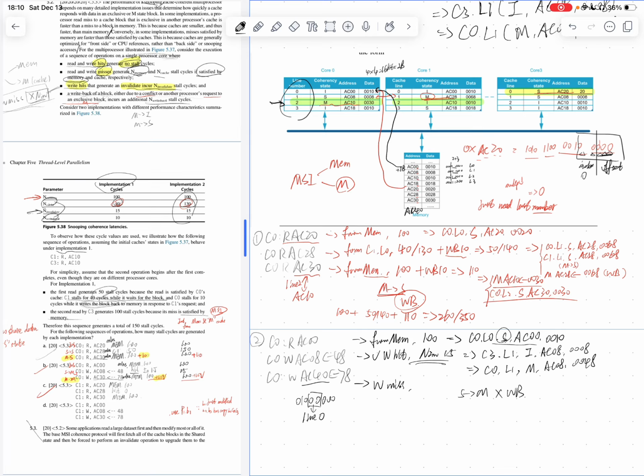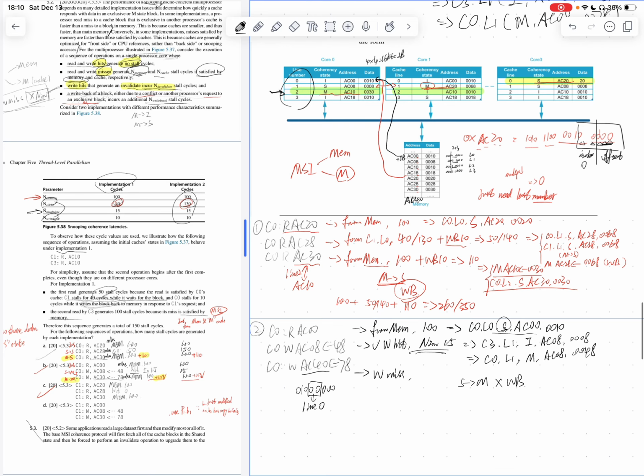And also, it was satisfied from the memory, since none of the others have AC40, right? So it's satisfied from the memory and no write back, so it also takes 100, right? So totally what we have, 150, 100, totally 215, right? That's the same for both implementations.